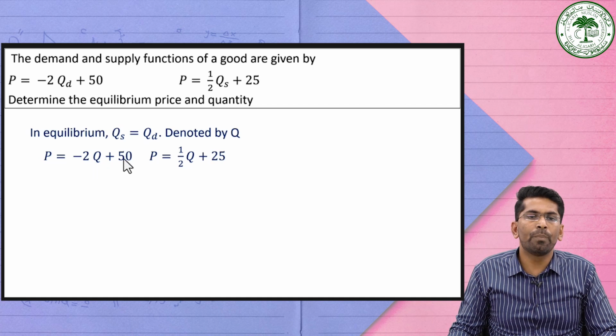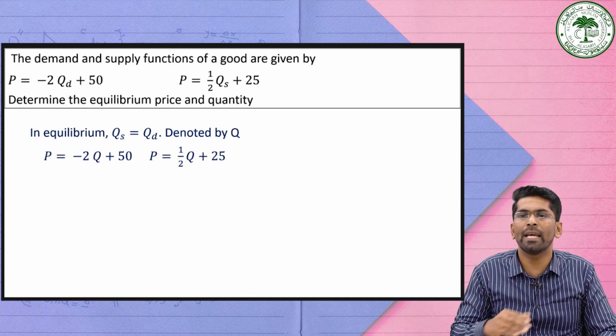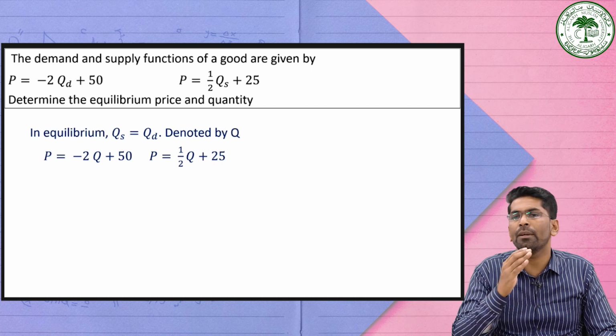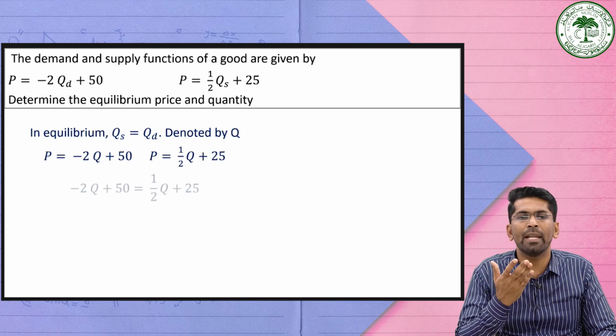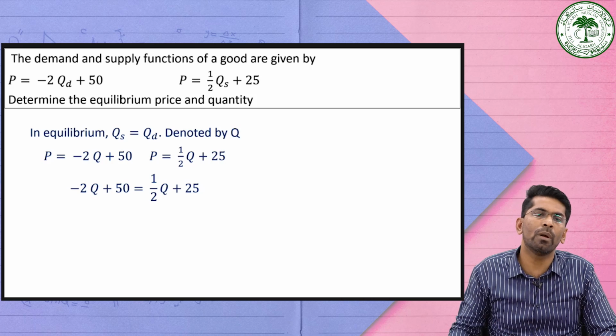So accordingly, P is equal to minus 2Q plus 50, instead of QD I am substituting Q, and the second equation will become P is equal to 1 by 2 Q plus 25, instead of QS. So now this represents a pair of simultaneous equations for the two unknowns P and Q. We could solve it using the elimination method described in the previous lecture as well. However, this is not strictly necessary because it follows immediately from the above equations. So we can directly solve it by equating quantity demanded and quantity supplied.